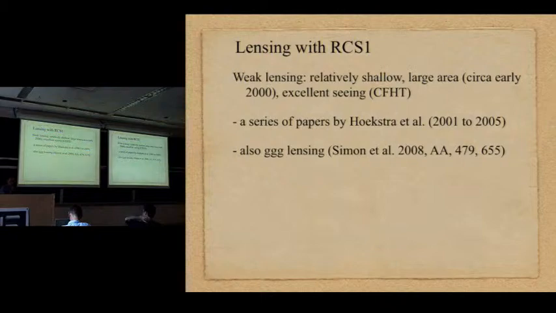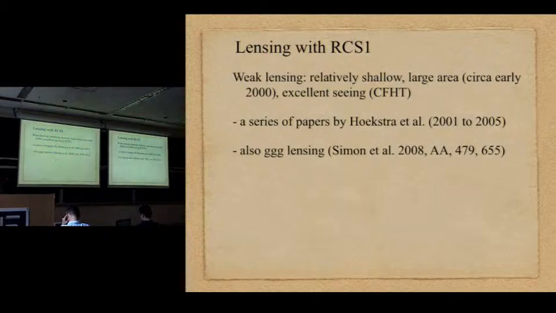RCS1 was also used for weak lensing in the last half dozen years or so. This had nothing to do with clusters, but just used this 90 square degrees of data for weak lensing analysis, which is what Henk Hoekstra did. It's a series of papers from 2001 to 2005 on both large-scale structure, galaxy bias, and also galaxy-galaxy lensing and halos.